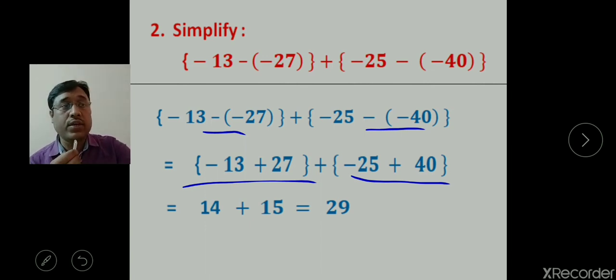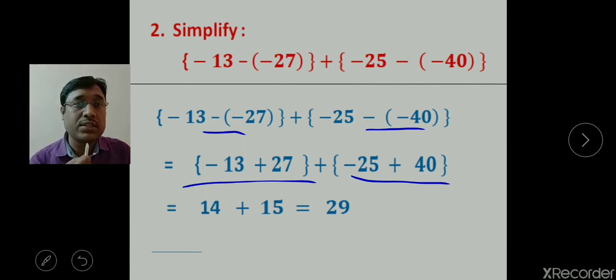So this way you can solve the questions of Exercise 1A nicely from the R.S. Aggarwal book.